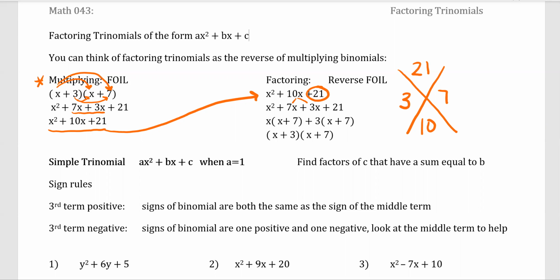The 10x is now written as 7x plus 3x. I have 4 terms, so I will factor by grouping. Group the first 2, group the second 2, take out the greatest common factor. So the answer would be x plus 3 times x plus 7. Hopefully you can see how this is one great big circle: we can multiply 2 binomials together, and we can also factor that result into 2 binomials. That's what we're going to work on right now. So let's get going.